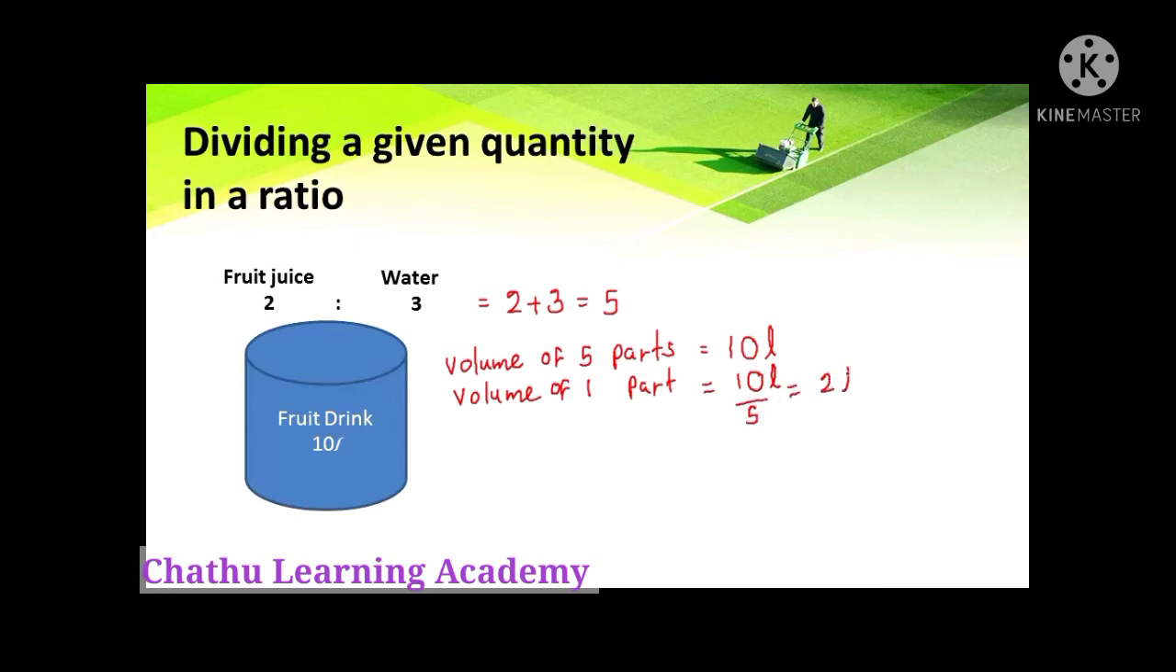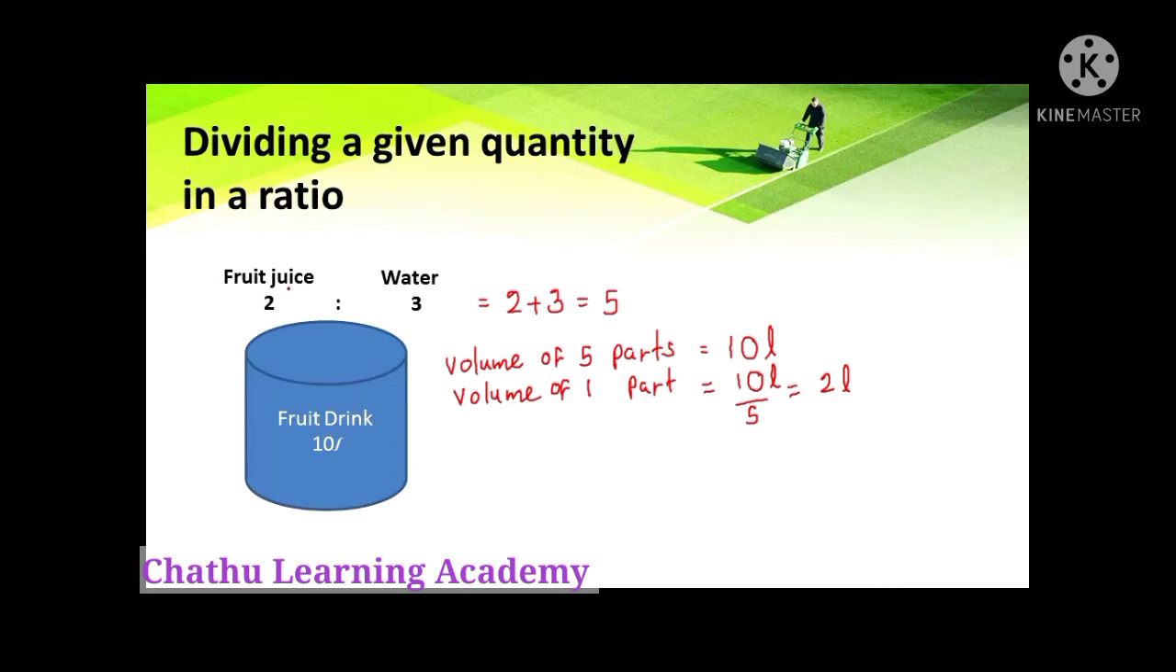Then it is equal 2 liters. Now you know volume of one part. Here 2 parts, here 3 parts. Then බැරිද ඔයාලට fruit juice ප්‍රමාණය හොයන්න මේකේ dissolve වෙලා තියෙන? How we can find it?